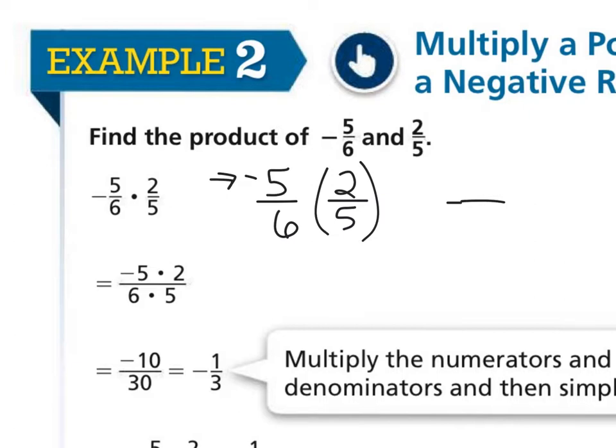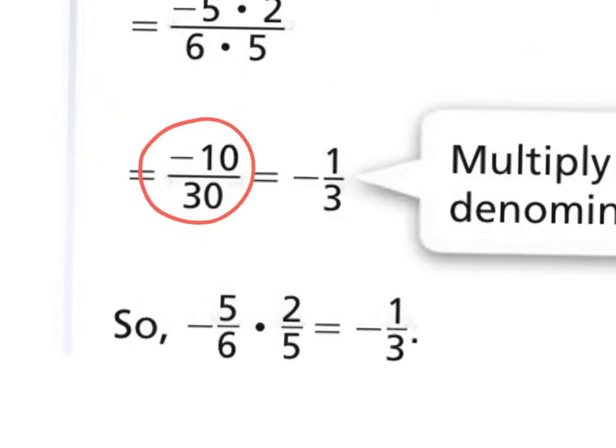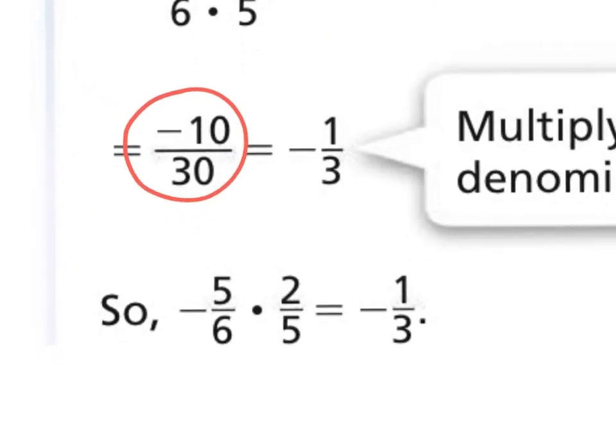So we've got negative 5 times 2 would be negative 10. 6 times 5 is 30. So here we are with negative 10/30ths. Negative 10/30ths, we can actually reduce that. We can reduce both of those by 10. Basically, we'll knock a 0 off of both of them, which will be negative 1/3.